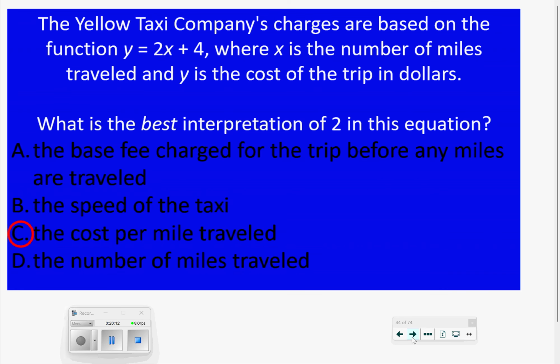Cost per mile traveled. So we got y is equal to mx plus b here. Y is equal to the slope 2, which is the change, plus 4. So the initial fee is $4, and then it's $2 for every mile. So that's what that represents.